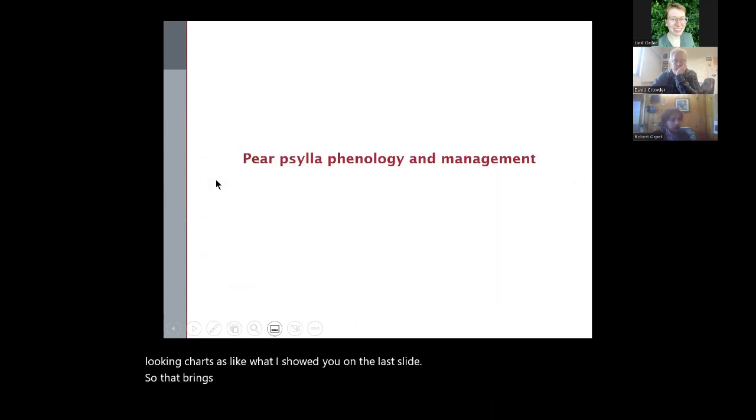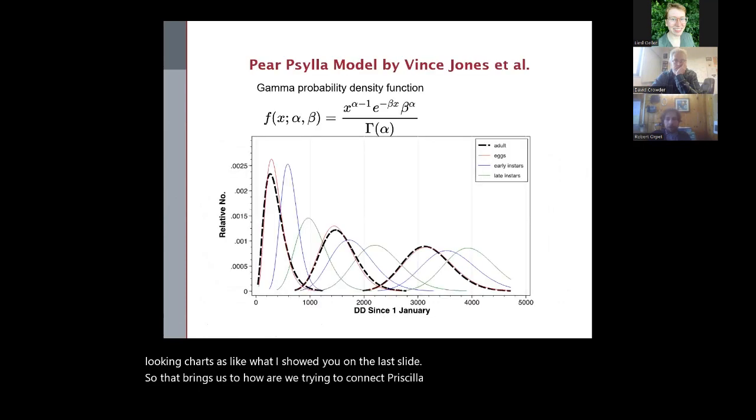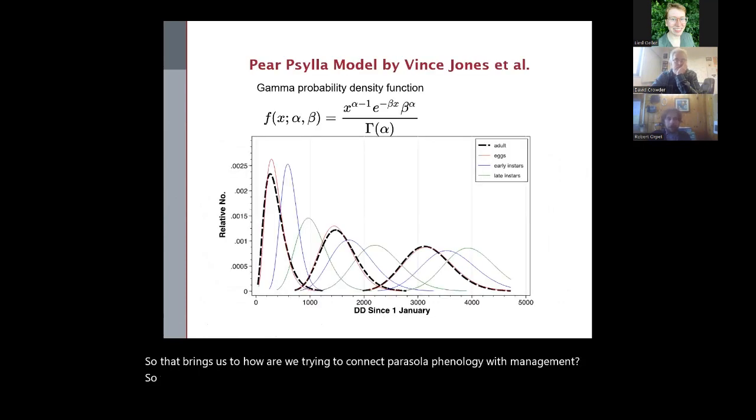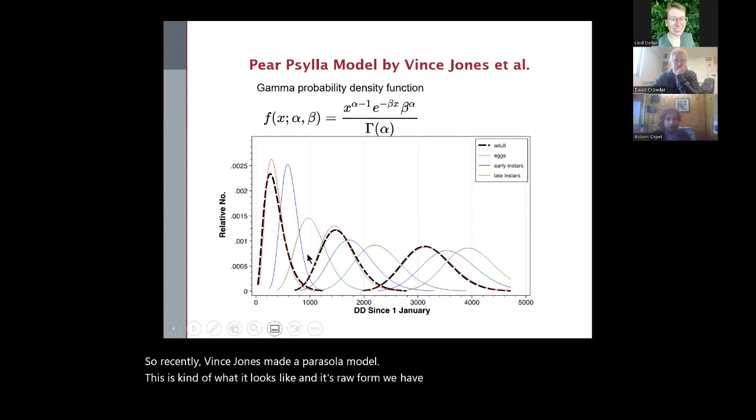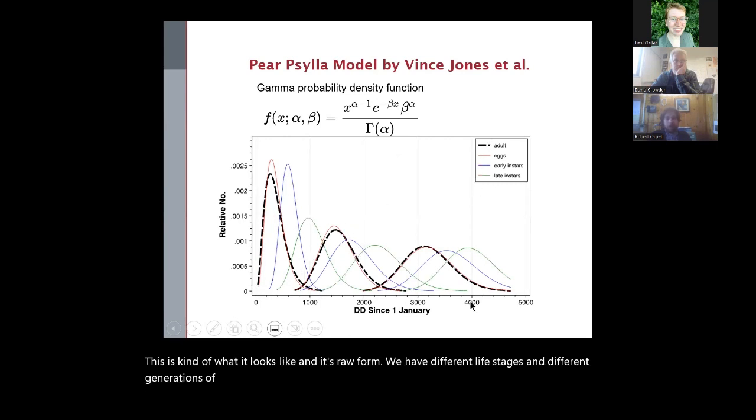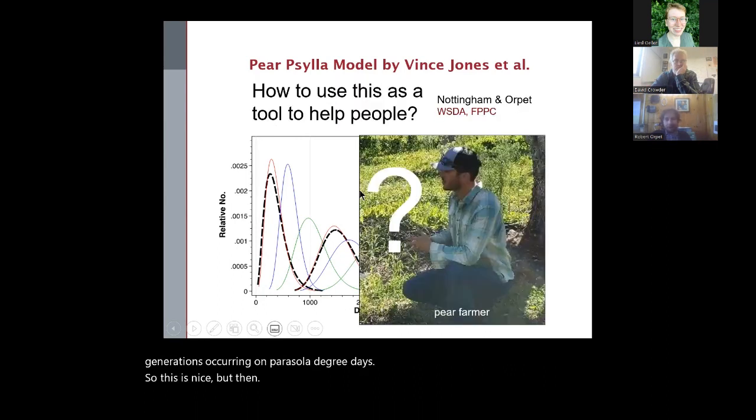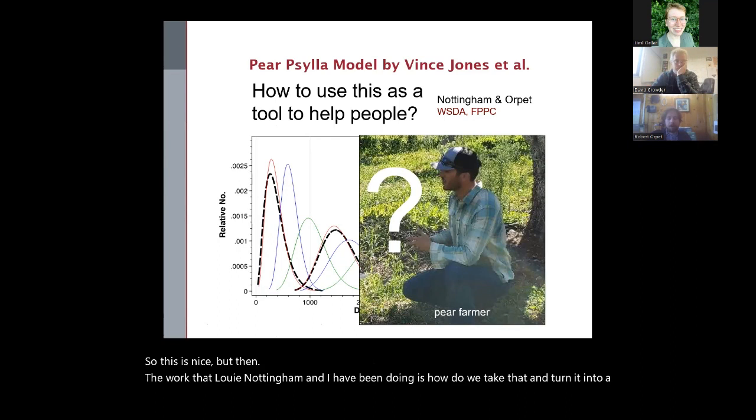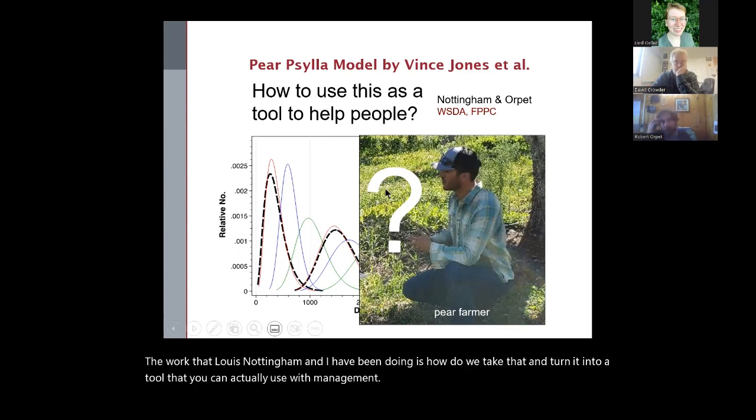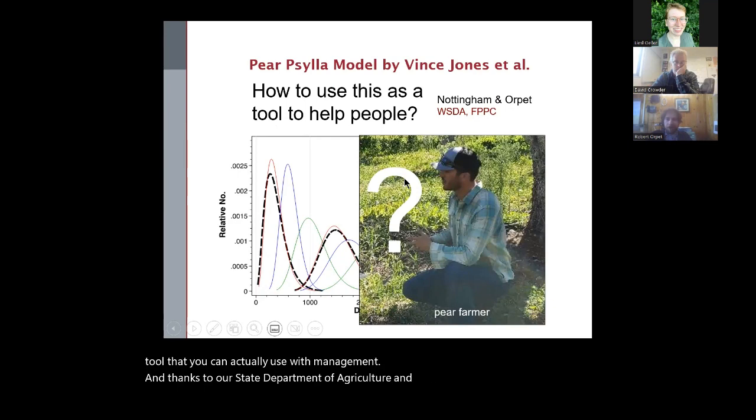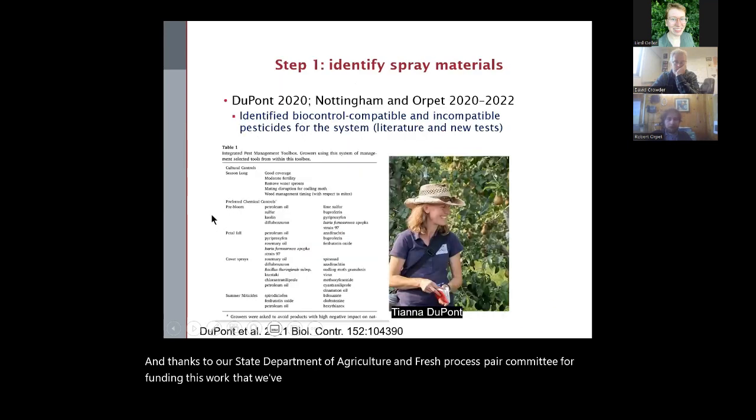So that brings us to how we're trying to connect Pear Psylla phenology with management. Recently, Vince Jones made a Pear Psylla model. This is what it looks like in its raw form. We have different life stages and different generations occurring on Pear Psylla degree days. So this is nice, but then the work that Louis Nottingham and I have been doing is how do we take that and turn it into a tool that you can actually use with management? And thanks to Washington State Department of Agriculture and Fresh Process Pear Committee for funding this work that we've been doing. So the first thing we did was identify spray materials.